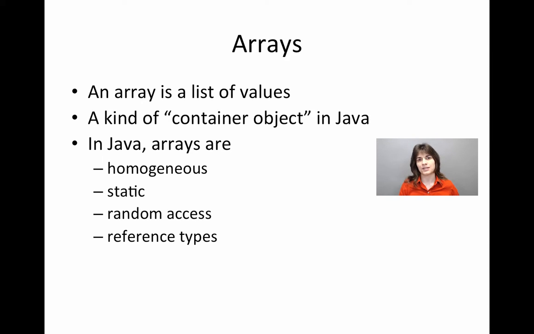A great characteristic that arrays have is that they are random access. If I want to access element 5, I can just go ahead and access it without having to go through the previous elements first.